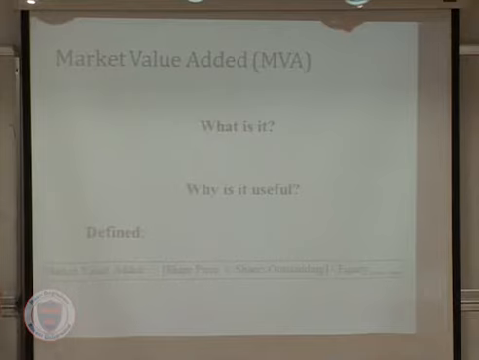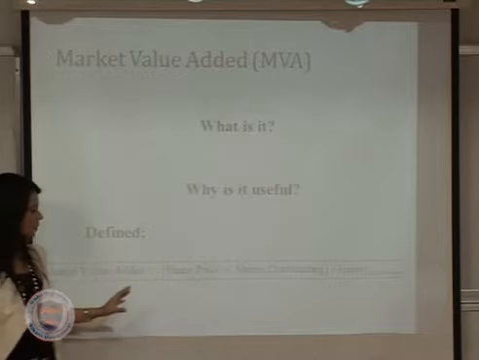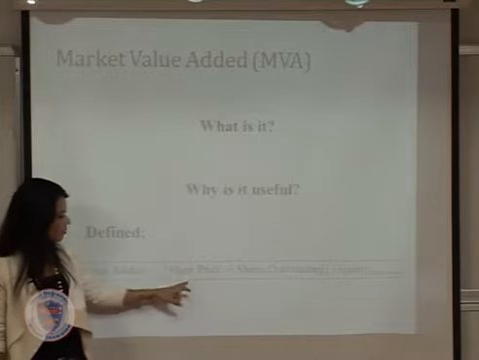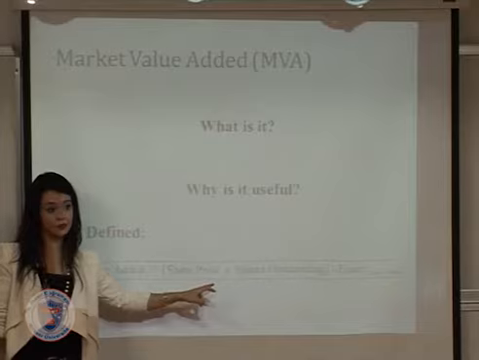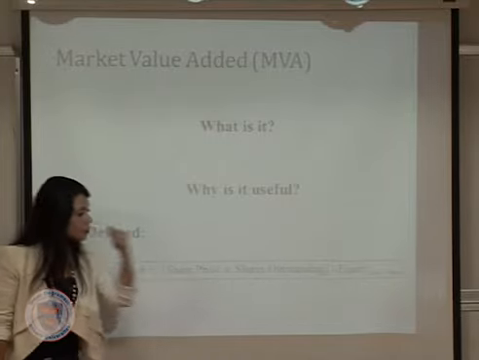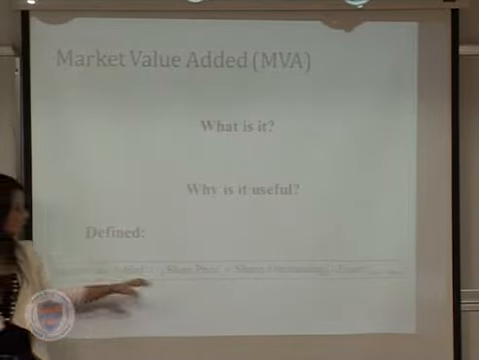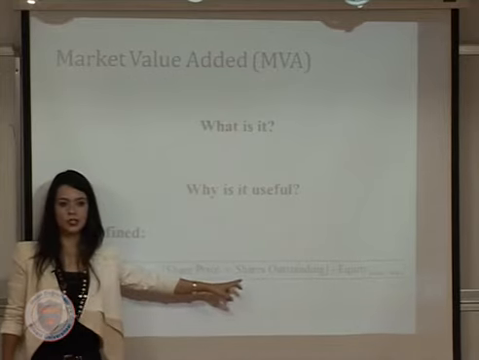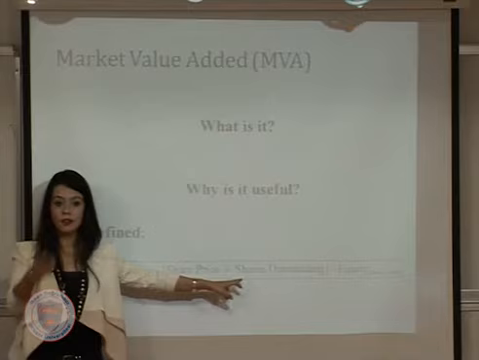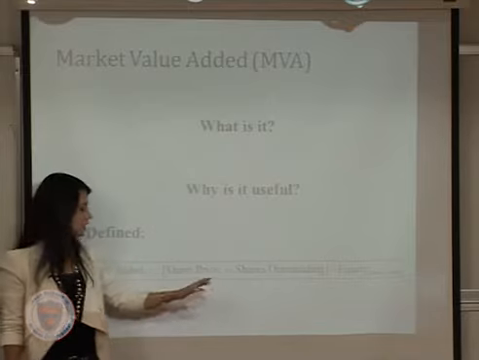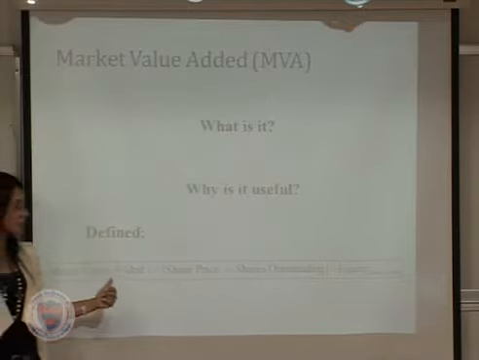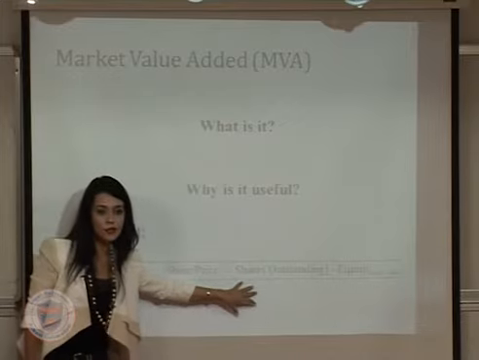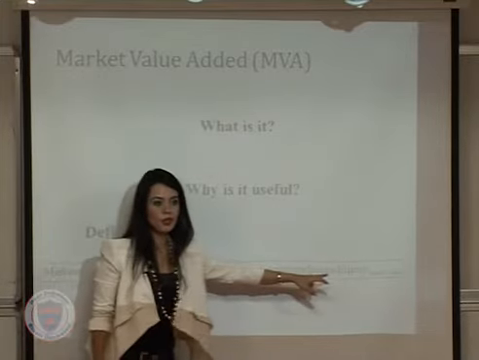Market value added. This is something you're kind of familiar with, actually. So market value added is the difference between this part, share price times shares outstanding, and book value of equity. Do you remember what this part was? Price times number of shares outstanding. It's market value of equity. So basically, market value added is the difference between market value of equity and book value of equity.